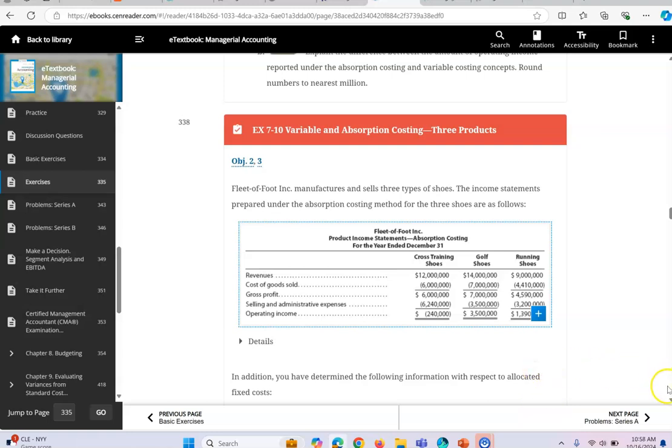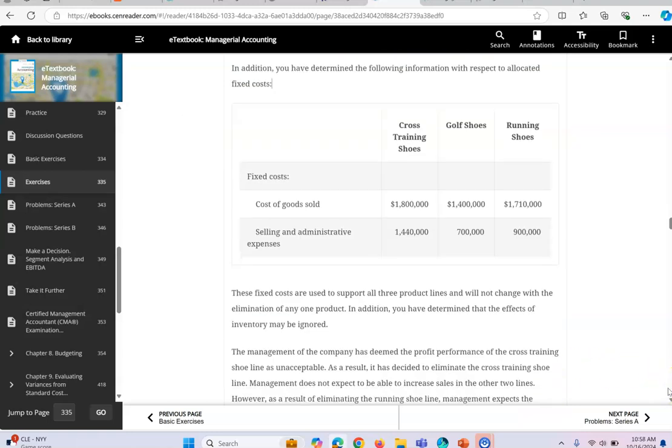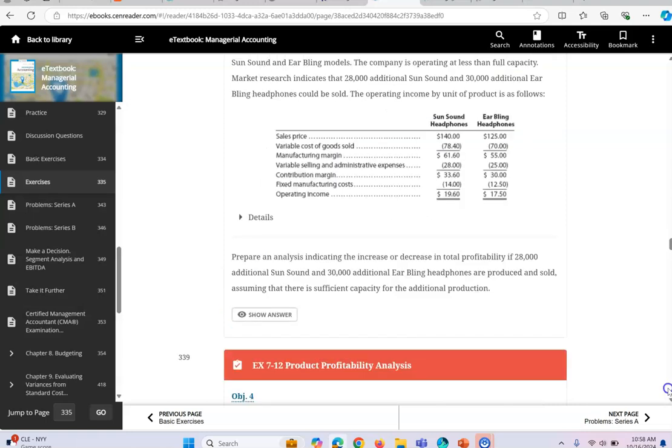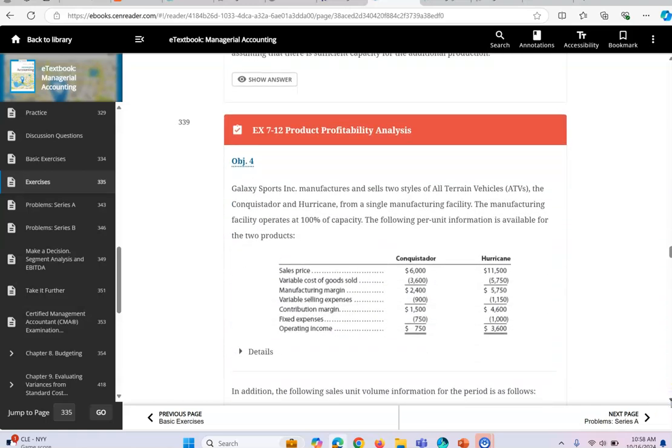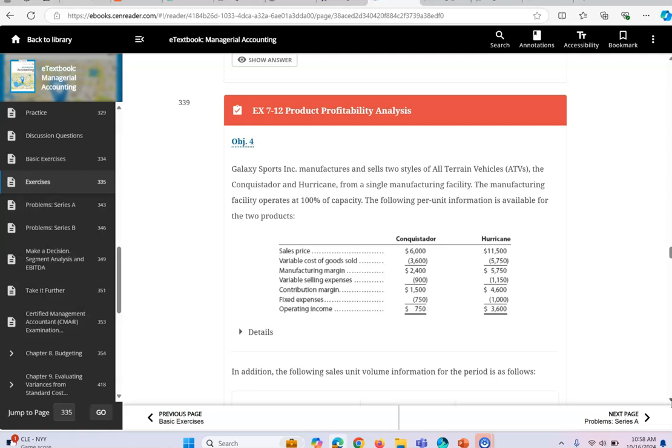Okay, let's look at our product profitability. Galaxy Sports manufactures and sells two styles of all-terrain vehicles, the Conquistador and Hurricane. All come from one facility. The manufacturing facility operates at 100% capacity. The following per unit information is shown: Conquistador versus Hurricane.